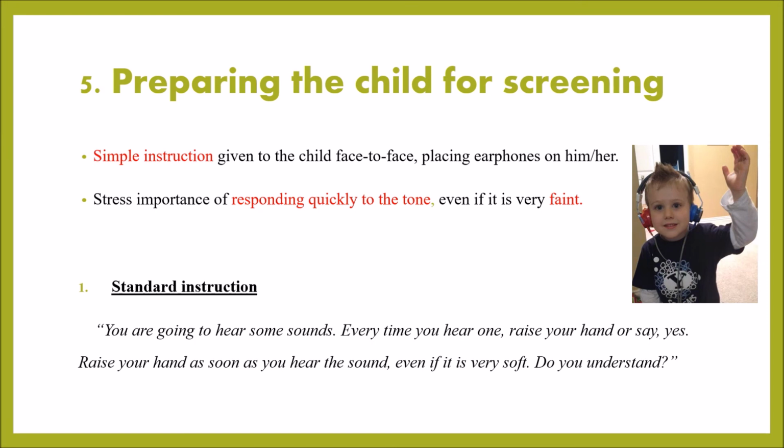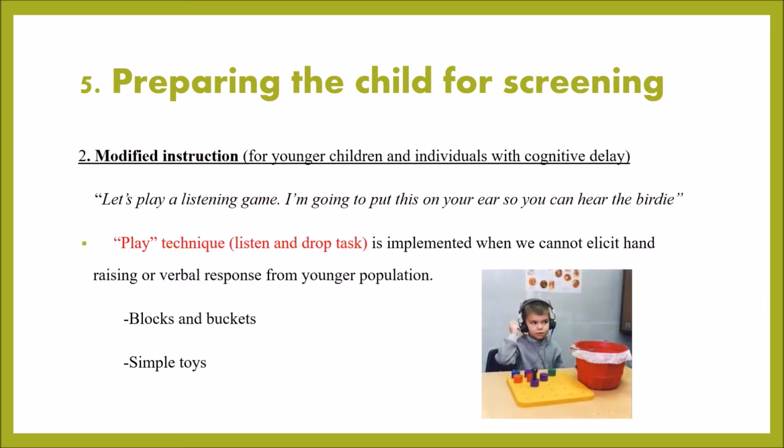The fifth protocol, preparing the child for screening. Simple instructions need to be given to the child face to face, and testers should stress the importance of responding quickly to the tone, even if the tone is very faint. We can prepare the child in 3 ways. The first one is by standard instruction, which is the conventional way of giving them an instruction. The second way is modified instruction, which can be given to younger children or individuals with cognitive delay. We can insert a play technique by asking them to drop blocks or simple toys when they hear a sound.